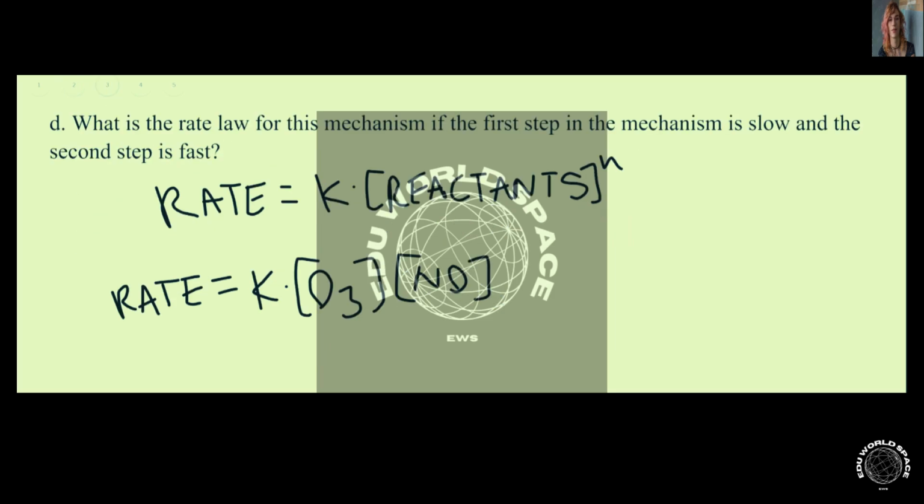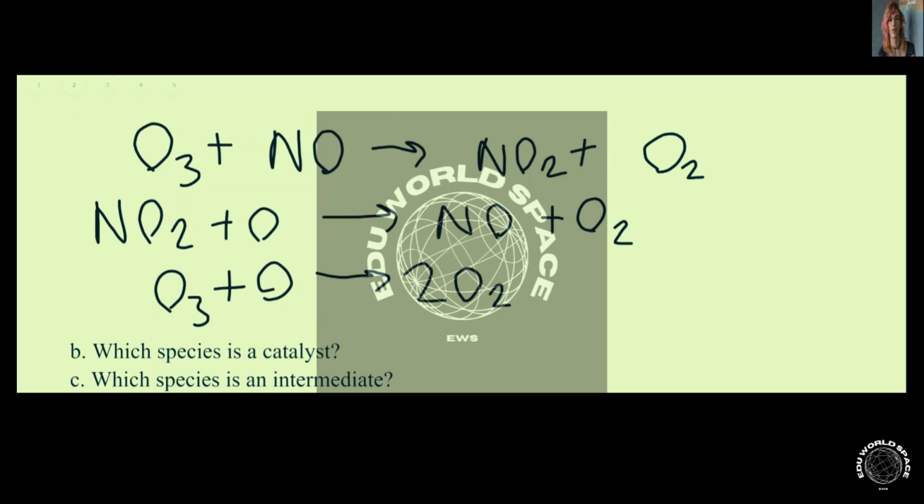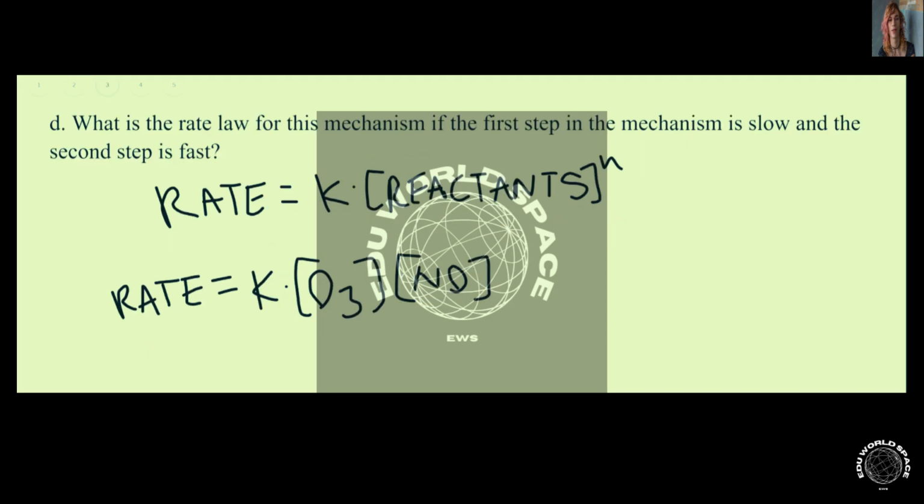And then in D, we're asked, what is the rate law for this mechanism if the first step in the mechanism is slow and the second step is fast? So the rate law for reaction depends on the slow step in the mechanism. So you take the slow step in the mechanism and you have your rate constant times your concentration of reactants raised to their stoichiometric coefficients or their molecularity. So in this case, our slow step is the first step in the reaction. So our reactants are O3 and NO, and their stoichiometric coefficients are 1. So our rate is equal to our rate constant K times O3 concentration times NO concentration.